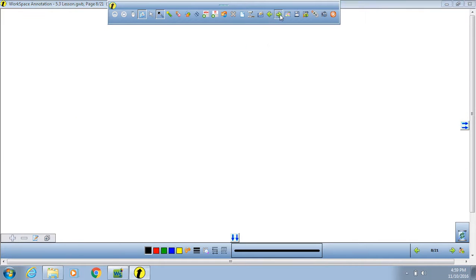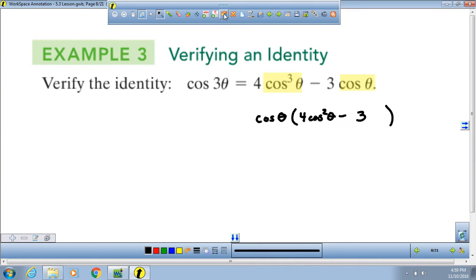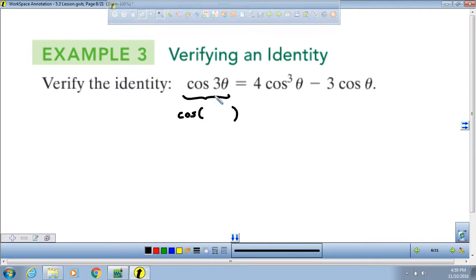So what we need to do then is work with the easiest side in this problem. That would be the way that we can work this out. Okay, so the easiest side, what can we do here? Cosine of 3 theta. You already know that you can use the sum or difference of angles to rewrite that cosine of 3 theta into a different expression. We can rewrite it as cosine of theta plus 2 theta, right? That will be the same thing as 3 theta.